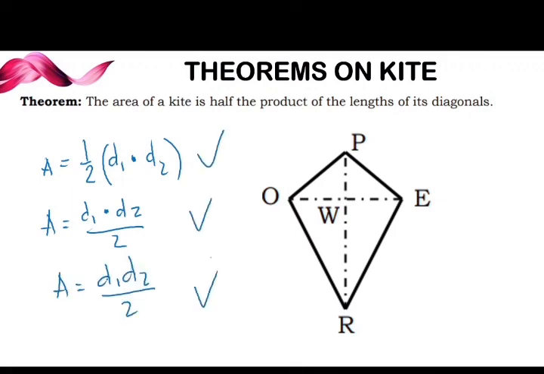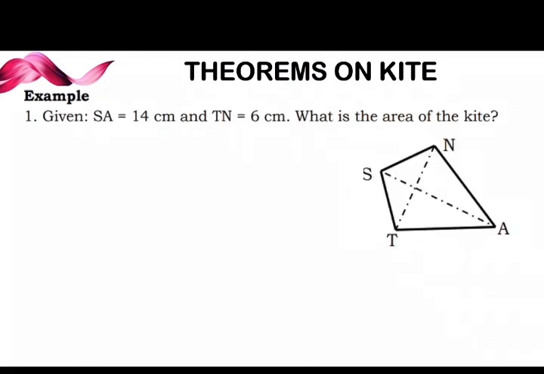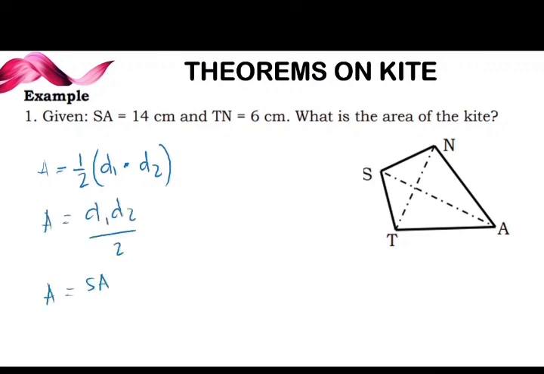Now, let's apply the concept. So, once again, to find the area of a kite, based on the theorem, the formula will be area is equals to 1/2 times the quantity of d sub 1 times d sub 2. Alright? So, this will be the formula. Just multiply the two diagonals and then divide it by 2. Pwede rin po yun. Now, let's say that the d sub 1 is the diagonal SA, times the diagonal TN over 2.